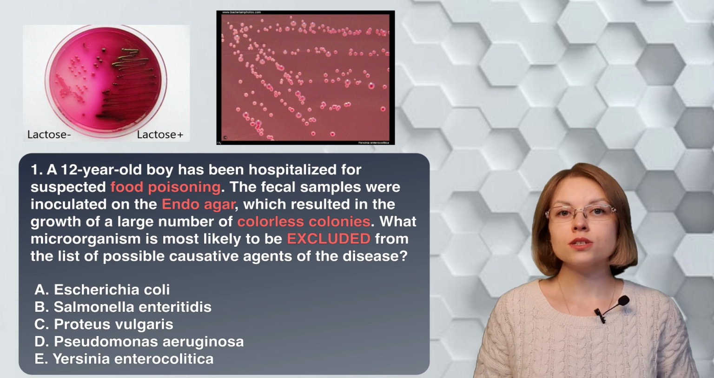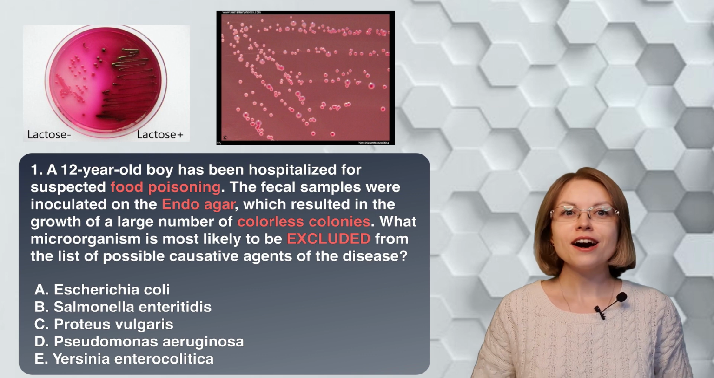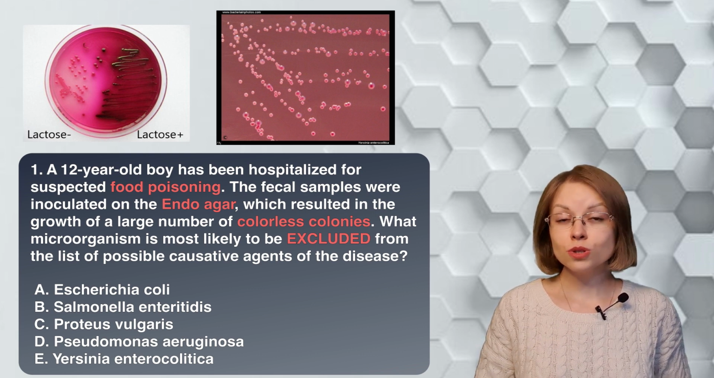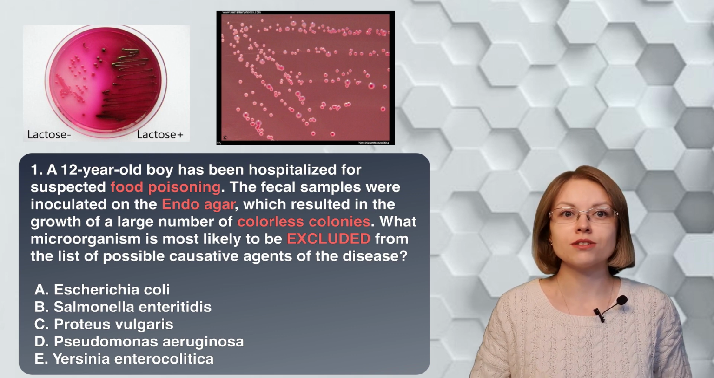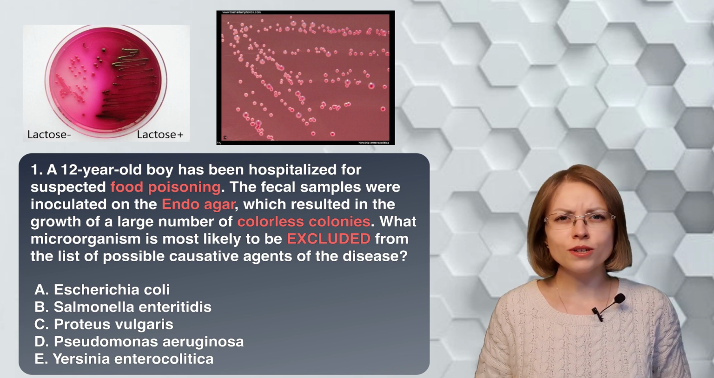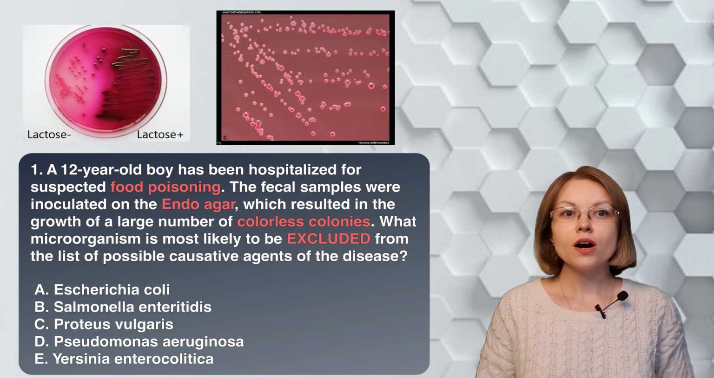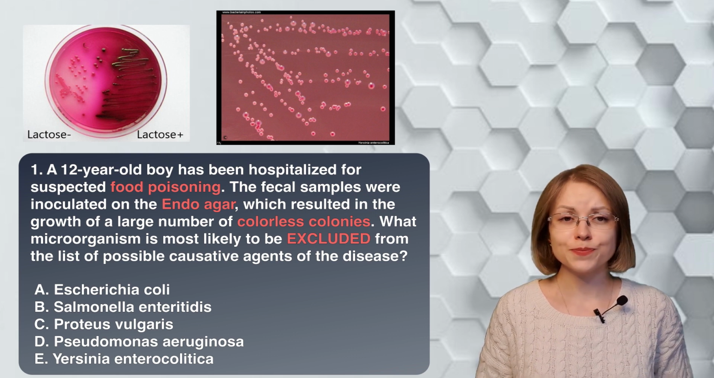We know that most strains of Escherichia coli have lactase and actively ferment lactose. So on Endo medium, unlike the other species presented in the answer options, we will observe the growth of red colonies of Escherichia coli, even with a metallic sheen. All other pathogens grow well on Endo medium, but the color of their colonies will be colorless.